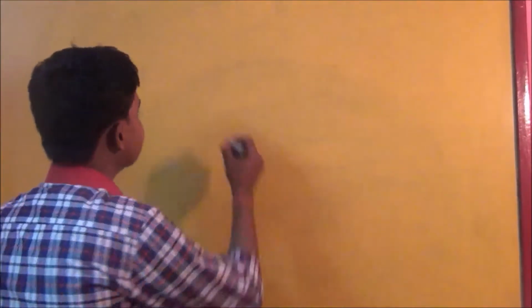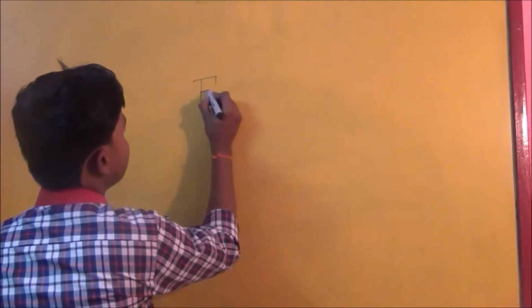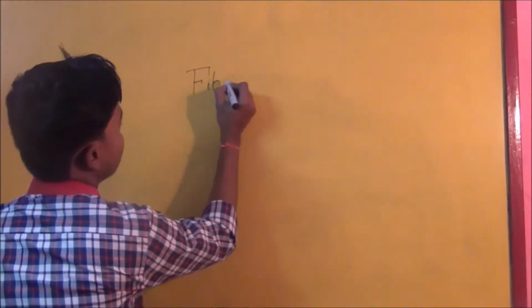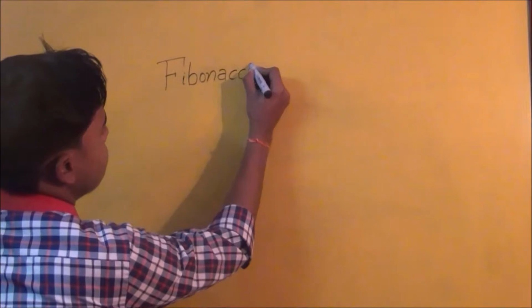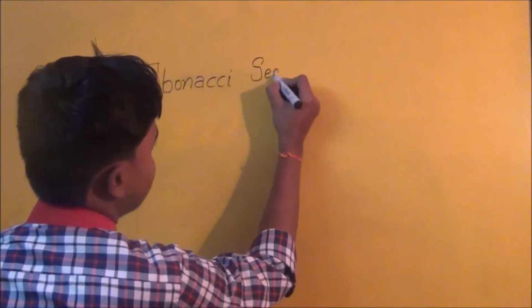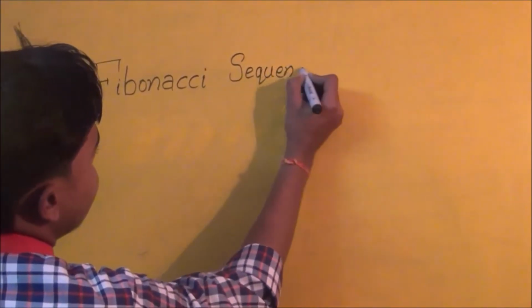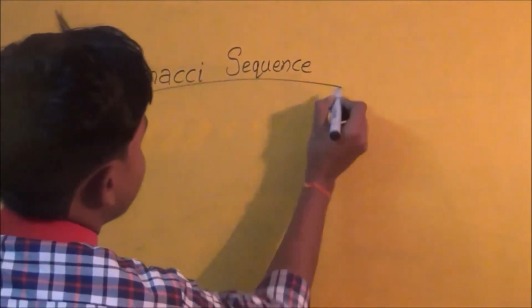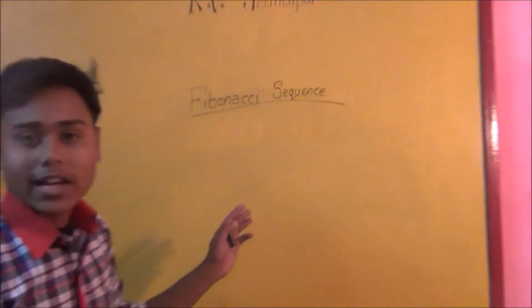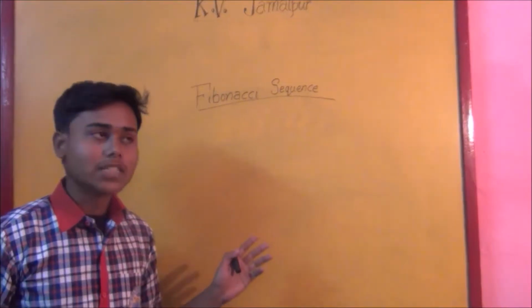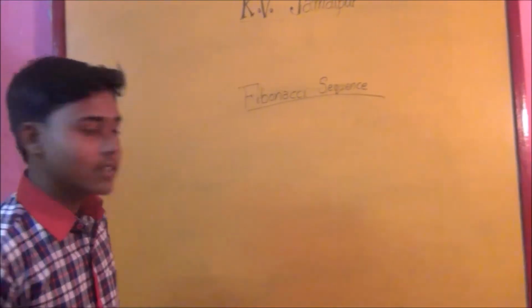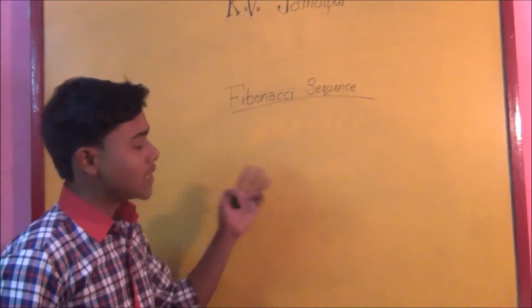Today we are going to study a very interesting topic, that is the Fibonacci sequence. What is the Fibonacci sequence? The Fibonacci sequence is a series of numbers in which any third number is the sum of its preceding two numbers.